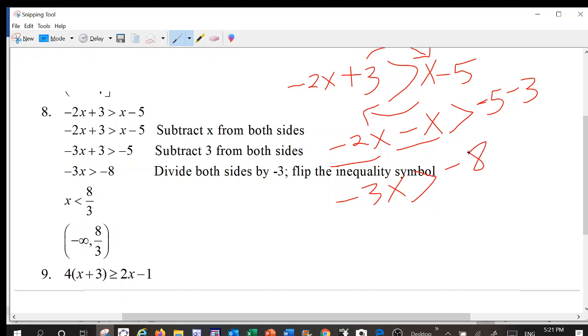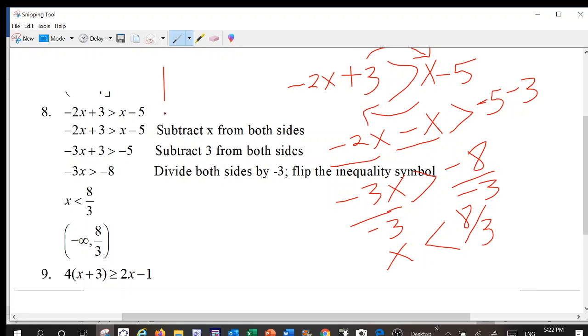Now we have to divide both sides by negative 3. So we have to do that. But when we do that, we have to change the direction of the inequality. So the answer would be x less than 8 over 3, not greater than.